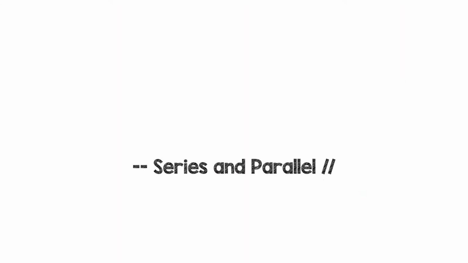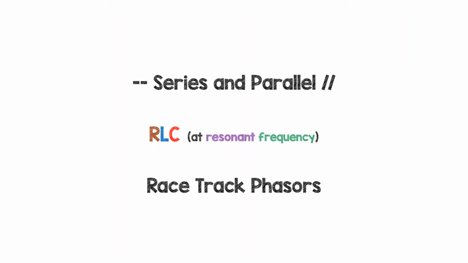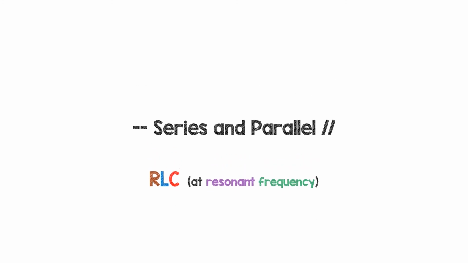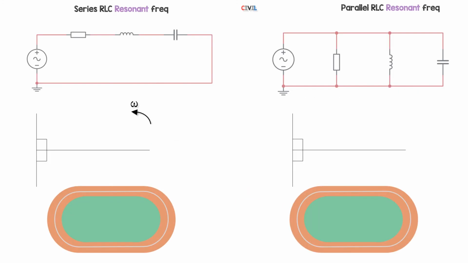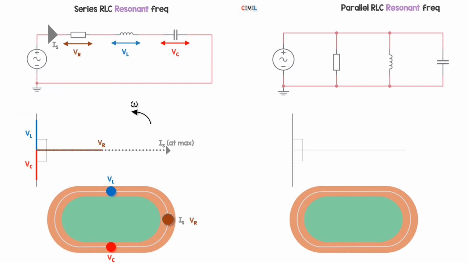And now for the resonant frequency, series and parallel RLC phasors. There's our supply current at its maximum value for series resonance. VL is equal to VC at resonance. VR goes on the x-axis, and the supply voltage equals the resistor voltage at resonance.